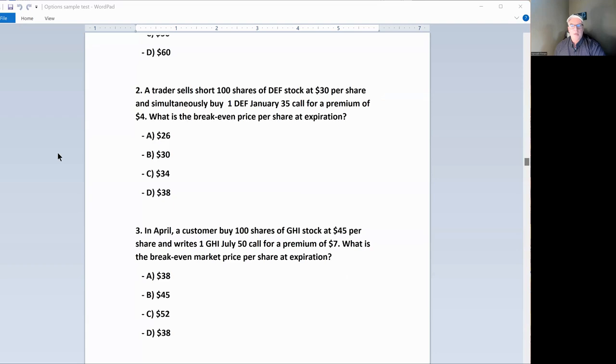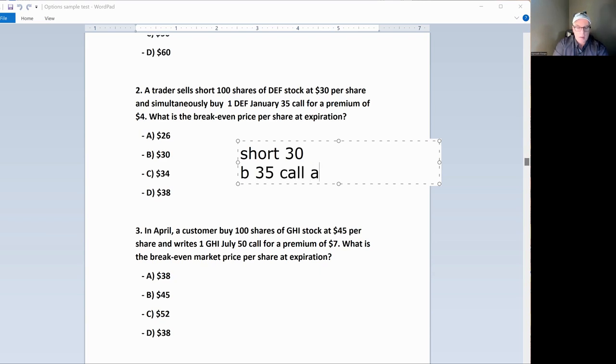We sold short. I'll type it out. It's going to take a while with this, but. So short DEF at 30. And then we buy a 35 call at 4. Since it's a buy and a sell, we subtract: stock plus or minus premium. 30 minus 4 is 26 is my break even.